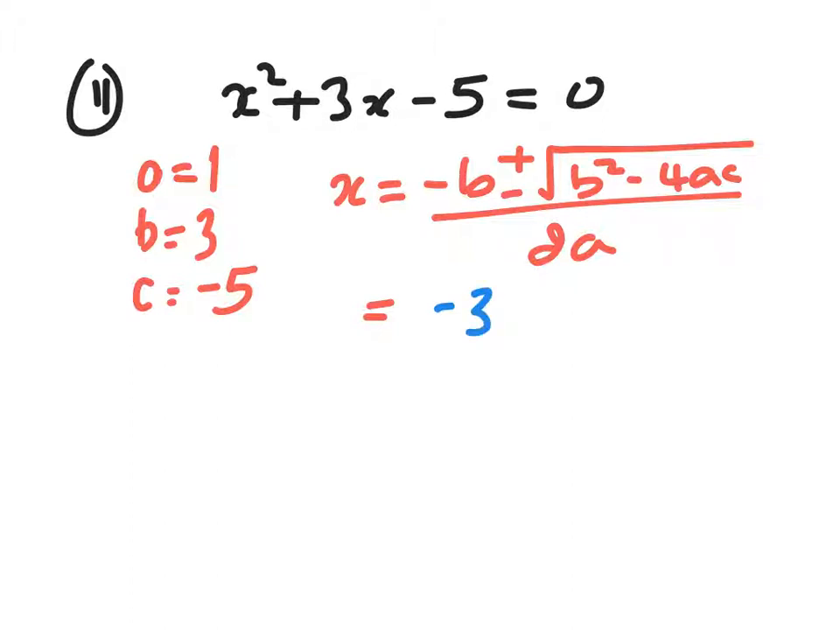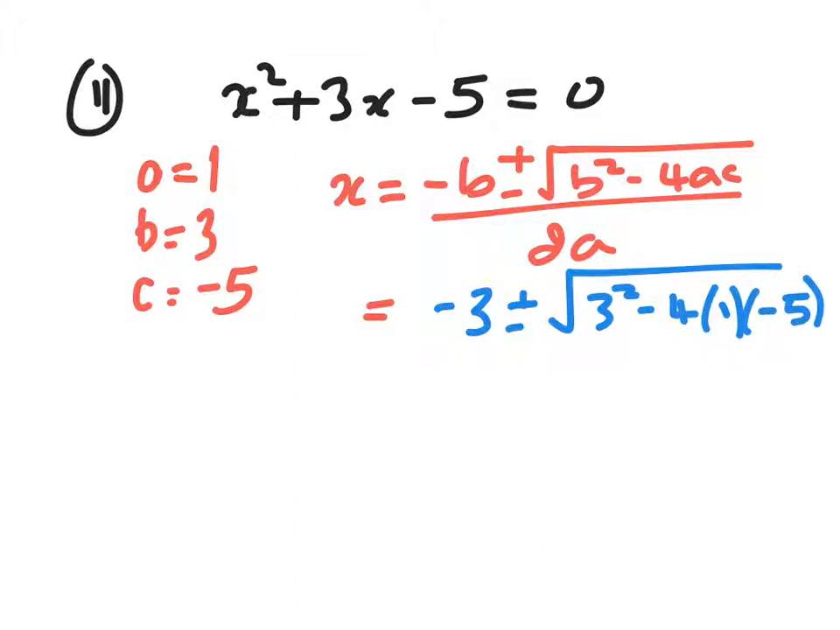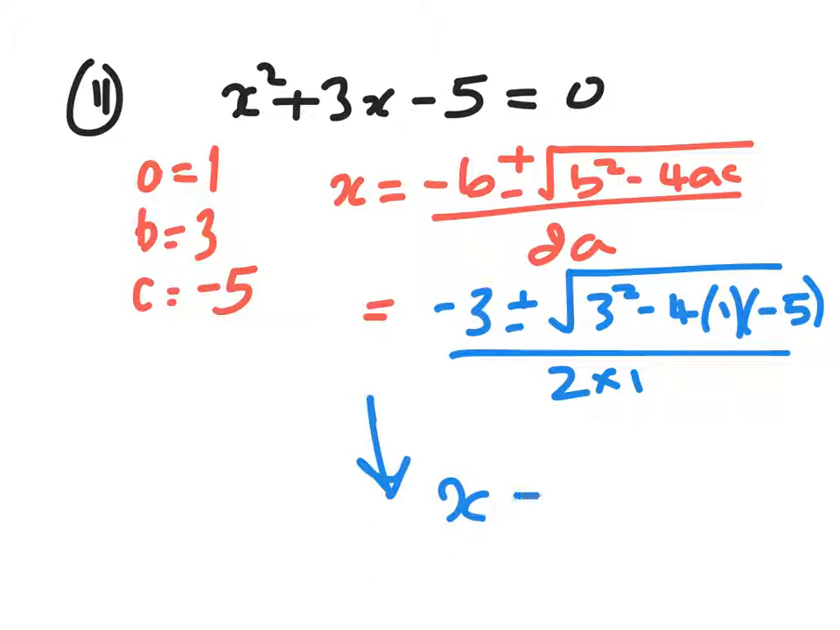So that becomes negative 3 plus or minus square root of 3 squared, take away 4 times A, 1, times C, negative 5, all divided by 2 times 1. And if you follow it right through to the end, you should end up with two answers: x equals 1.2 and x equals negative 4.2.